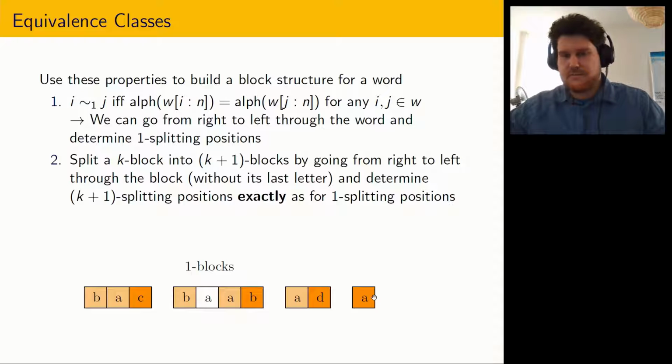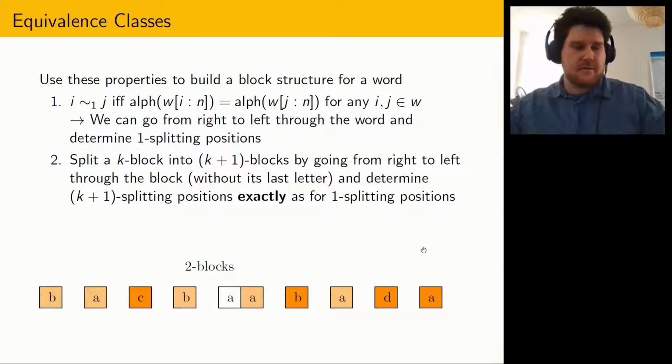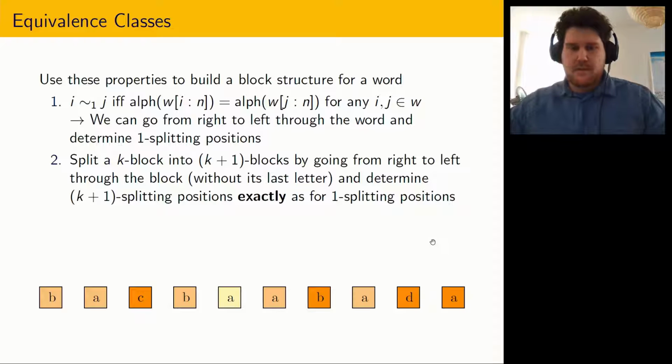And for the other blocks, we do the same procedure. Okay, so now we have the 2 blocks here, and again, to find the 3 blocks, we do the same procedure again. We only have one 2 block which has length more than 1, so length 1 means we can't split anymore because, well, what is there to split? But this 2 block will also be split into 3 blocks. And here we have all our 3 blocks.